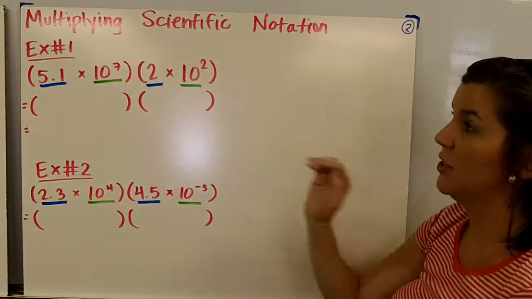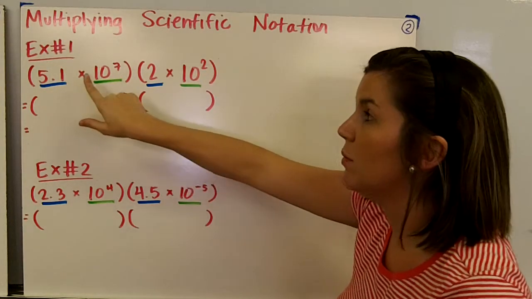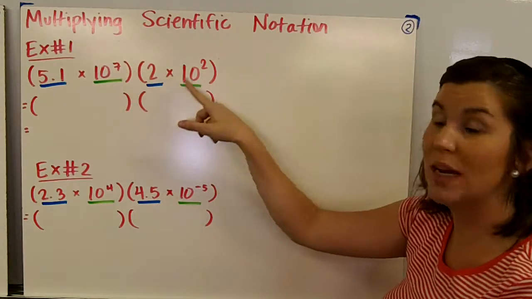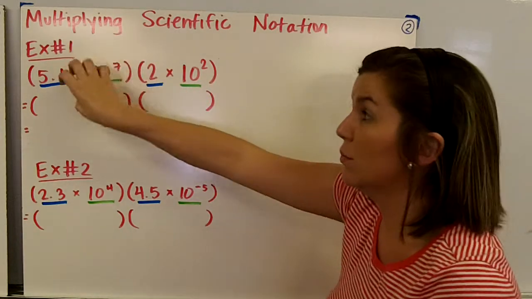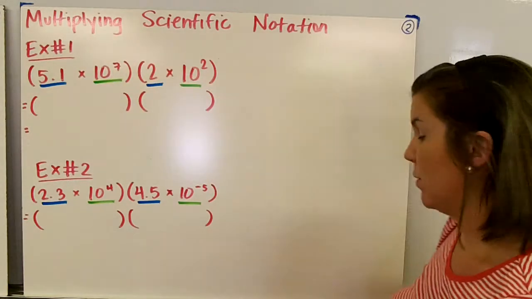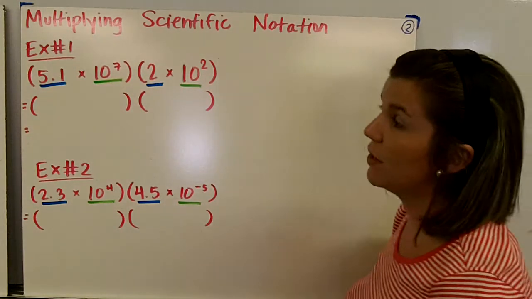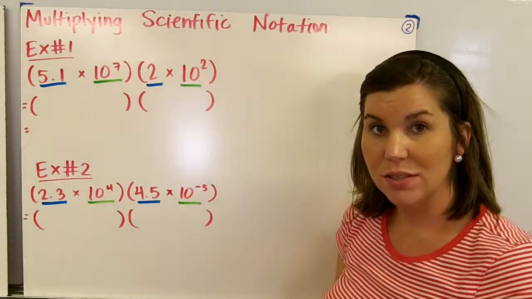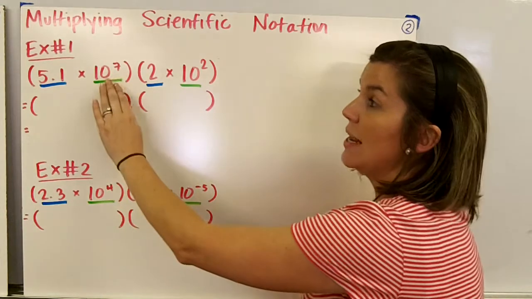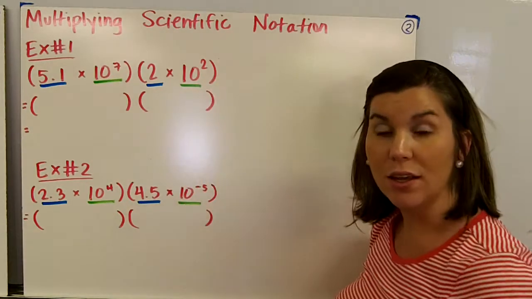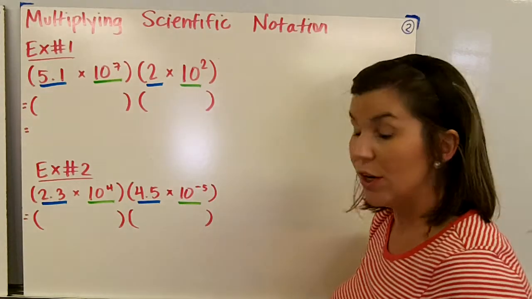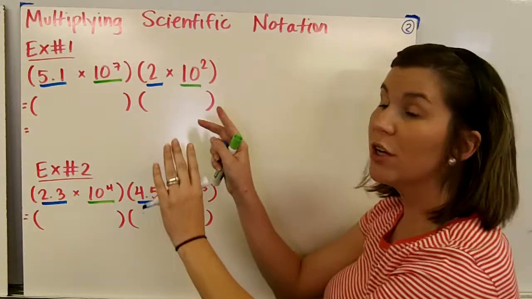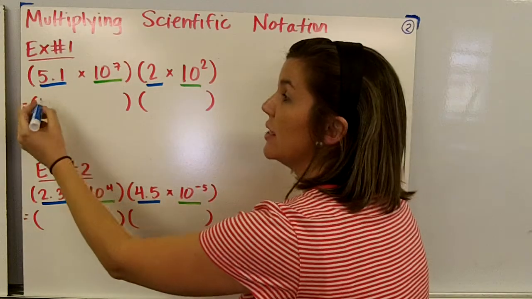Multiplying scientific notation. Example number 1: 5.1 times 10 to the 7th times 2 times 10 to the 2nd. So parentheses separate what we're going to multiply. Now you see I've underlined in blue 5.1 and 2. Those are the same kinds of terms. Those are like factors. And 10 to the 7th and 10 to the 2nd are also like factors. So we're going to multiply the ones that are the same together. We're going to go ahead and group them so that they're in the same set of parentheses.